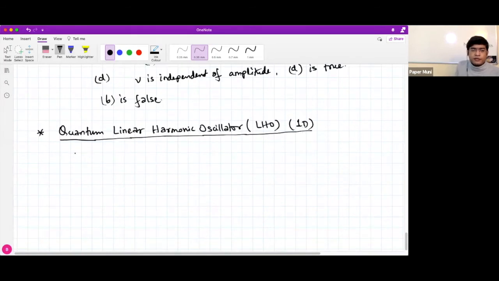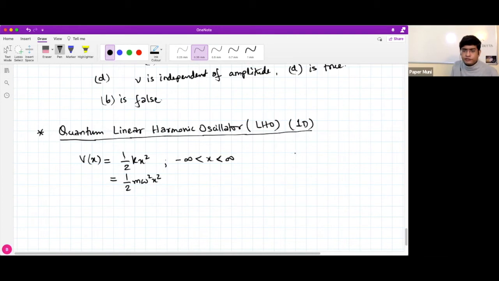Now, V(x) is equal to half k x squared, all right, which is defined like this. The potential energy is defined like this. Okay, and this can also be written as half m omega squared x squared, all right. So in this case, if I draw the diagram, it will look like this. Now it's a parabola. And this is the V(x) axis, this is the x axis.